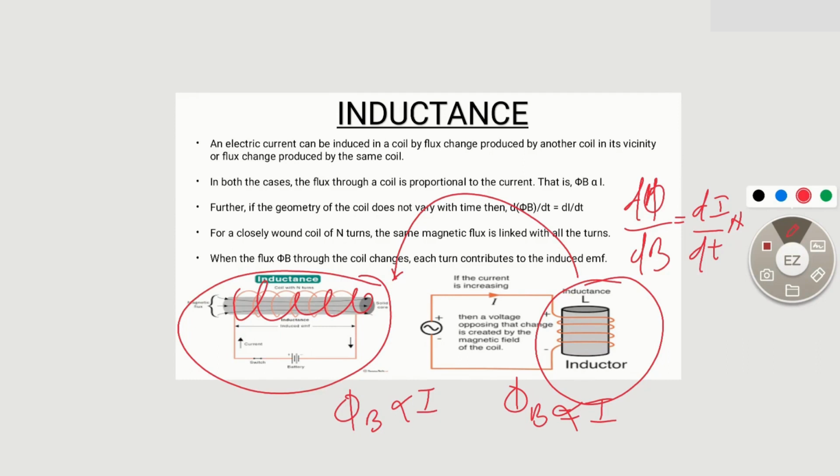So the flux linkage due to a coil which has n turns, N phi B, should be directly proportional to the current flowing in the circuit. When we remove the proportionality sign, the constant of proportionality in this scenario is known as inductance. For such an arrangement, the constant of proportionality between current and the flux change is inductance.